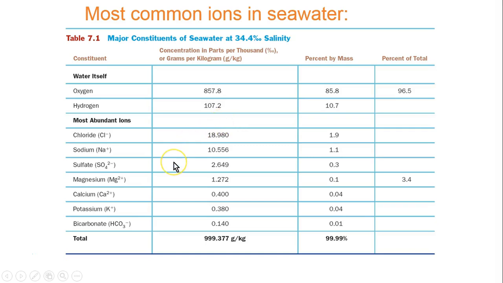Okay, so in seawater, we have lots of different ions that are dissolved. Ions, again, are charged, and therefore they are easy for water to dissolve, because the oxygen side of a water molecule can attach to anything that's positively charged, and the hydrogen side can attach to anything that's negatively charged. Chloride and sodium are the greatest, right, salt, and then sulfate, magnesium, calcium, potassium, and bicarbonate are also in seawater.